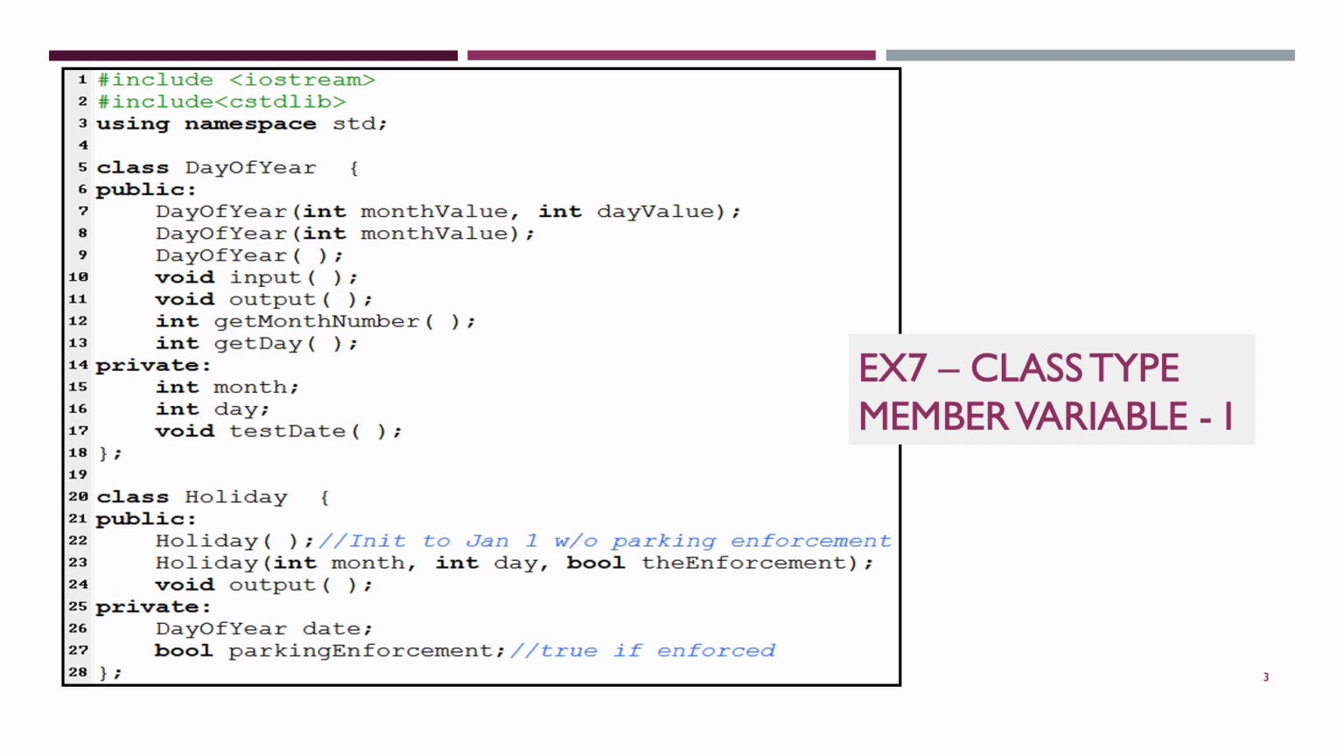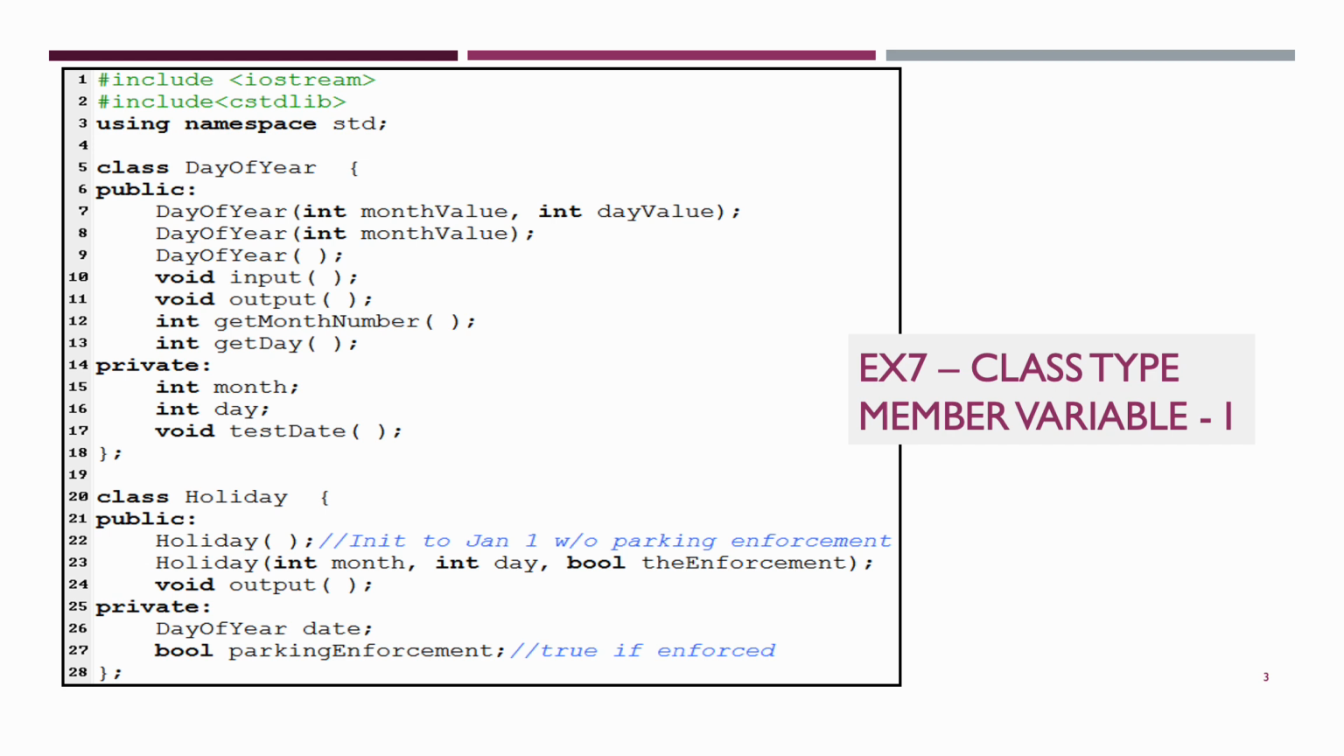So accessor methods like get month number and get day, these two methods are to access the month and day variables respectively. Then we have private members, month and day, which are private, and private means they cannot be accessed directly outside the class. Instead, they must be accessed via the public methods provided. Okay, so that's all for the day of year class.